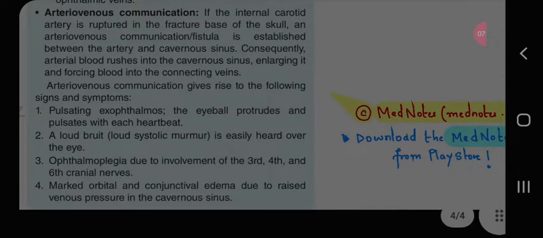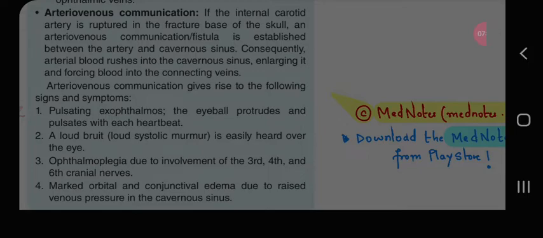Arteriovenous communication. If the internal carotid artery is ruptured in a fracture of the base of the skull, an arteriovenous communication or fistula is established between the artery and the cavernous sinus. Consequently arterial blood rushes into the cavernous sinus, enlarging it and forcing blood into the connecting veins.